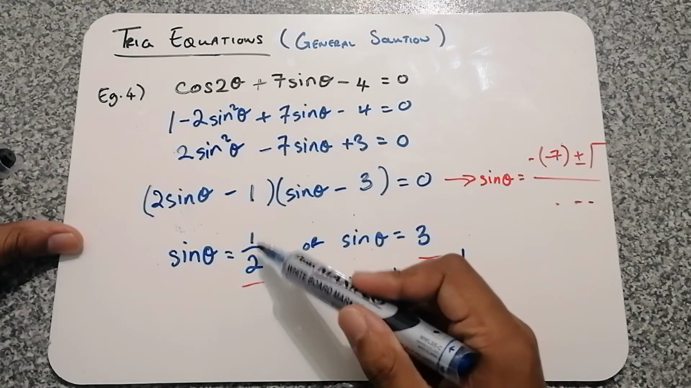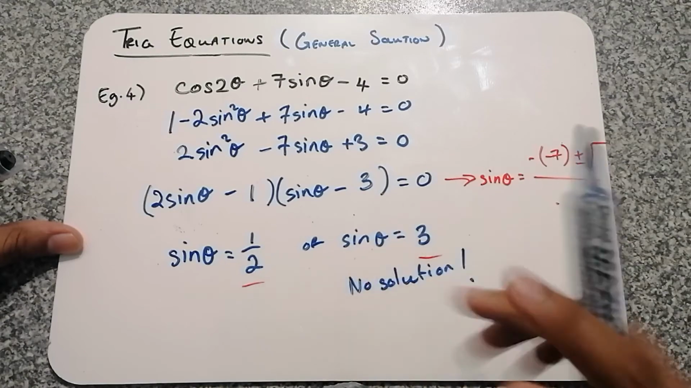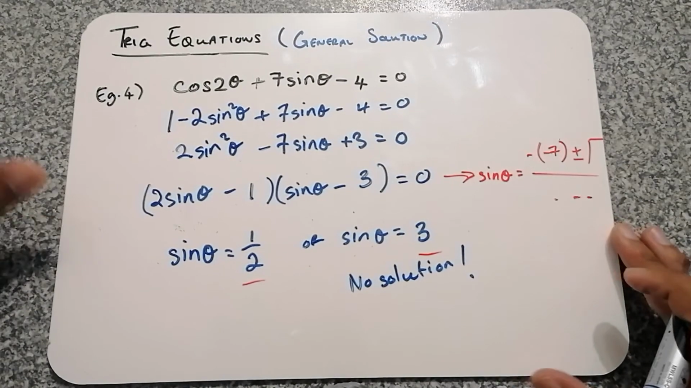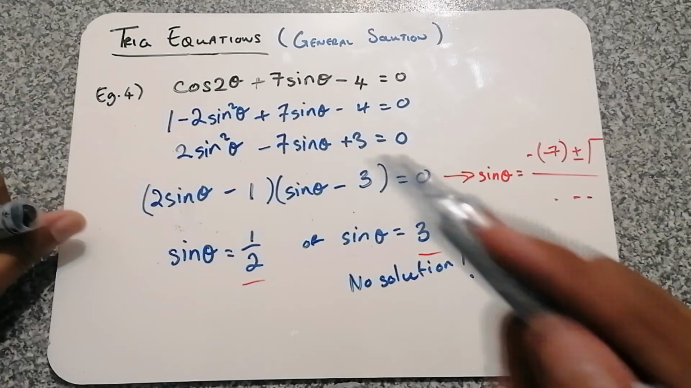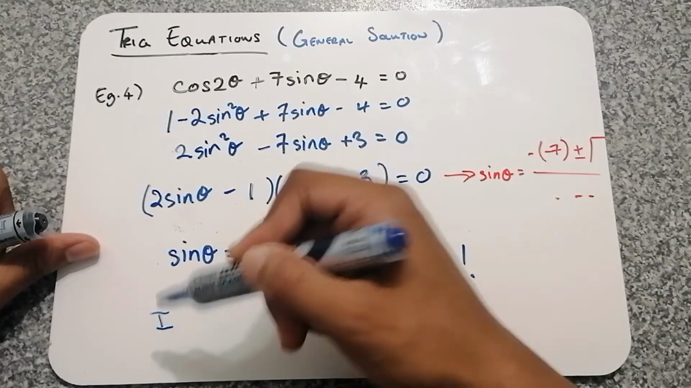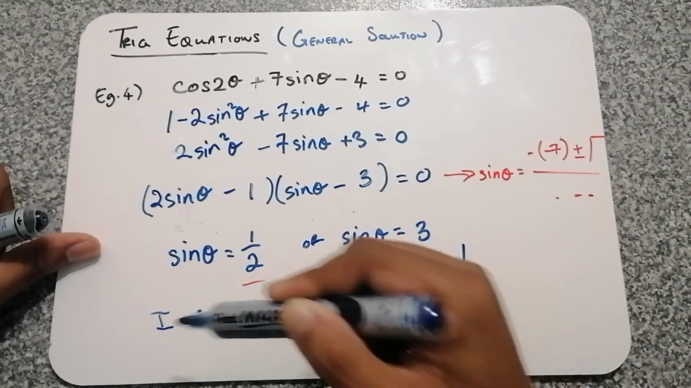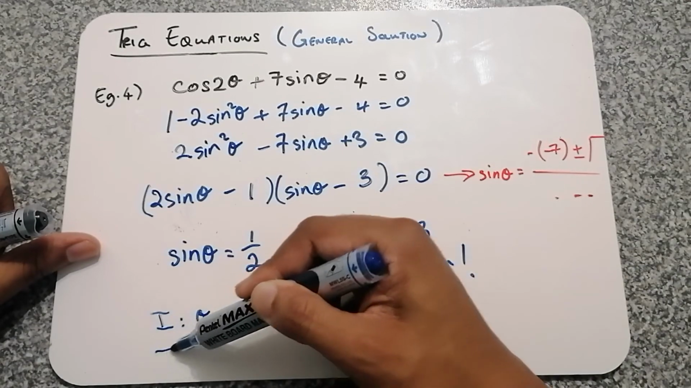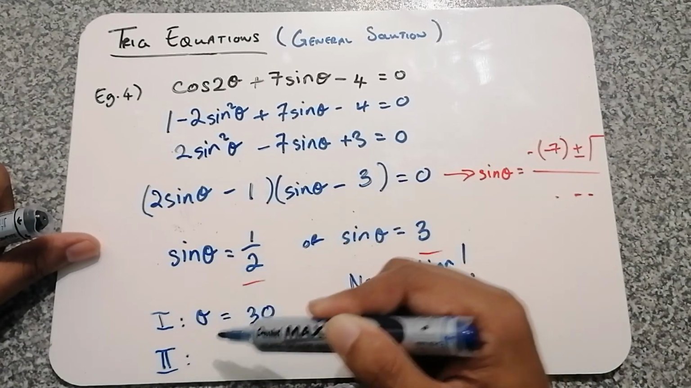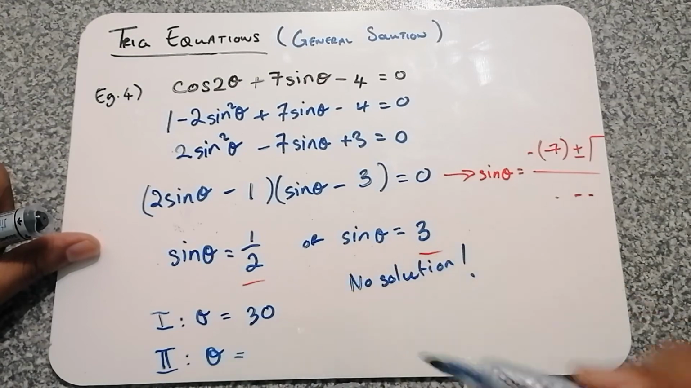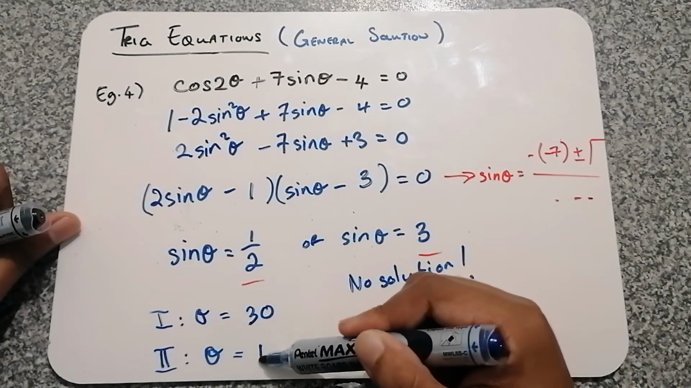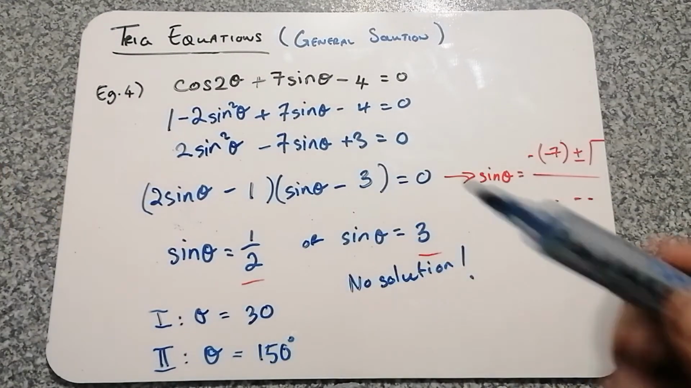The reference angle for a half is 30, and I know sine is positive in the first and second quadrant. So in the first quadrant, it would just be 30 degrees. Theta is equal to 30 degrees. And in the second quadrant, theta is equal to 180 minus 30 degrees, which is 150 degrees.